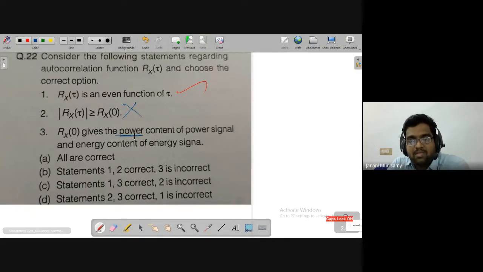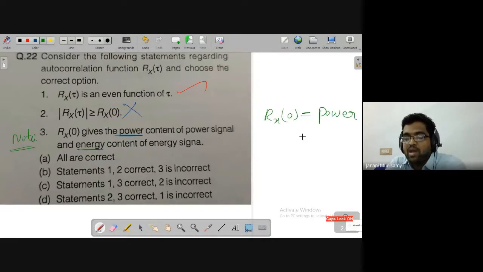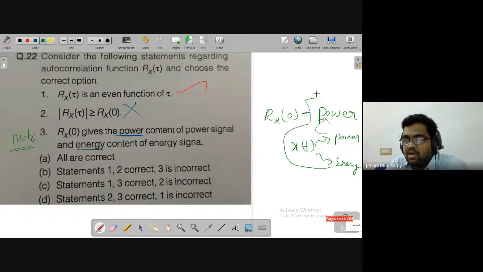Then third one, Rx of 0, instead of tau if you put 0, that will give the power of the signal if it is a power signal, or the energy of the signal if it is an energy signal. Here we have to make a note. In the last class, I told you Rx of 0 will always give power, but it will give energy also, because we do not know the nature of the signal. Whether the signal is deterministic or random, X of t may be a power signal, or it may be an energy signal. If it is a power signal, directly you will get the power. If it is an energy signal, directly you will get the energy.